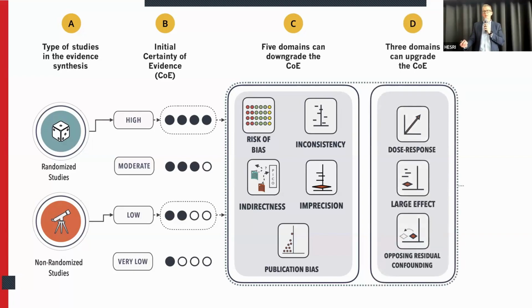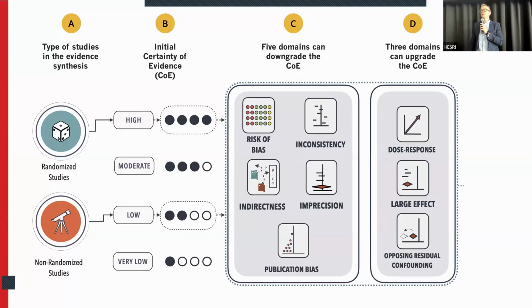And then for non-randomized studies, there are also these domains which can upgrade the certainty of evidence. We have a dose response criterion. So the more that you are exposed to the intervention, you see a corresponding increase or decrease in the actual outcome. The more you're exposed to the exposure or variable, you see a corresponding increase or decrease in the outcome.